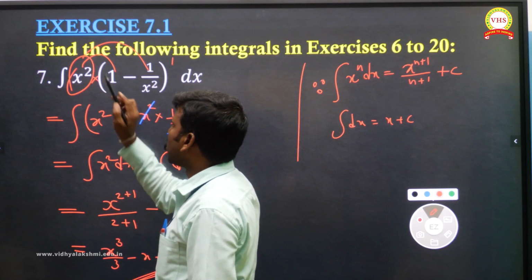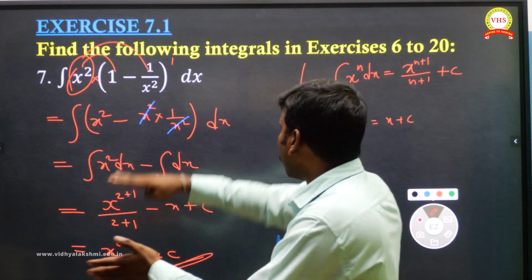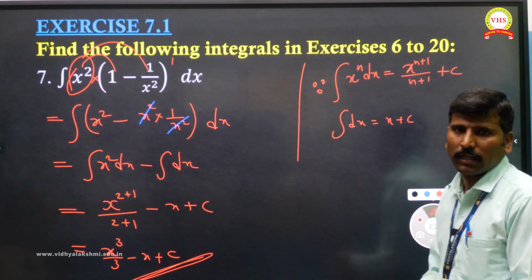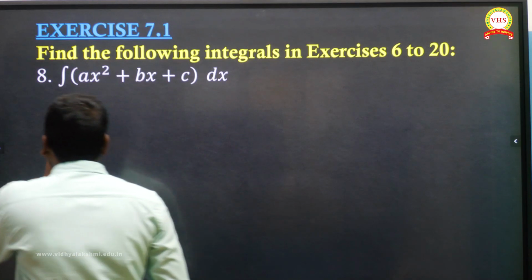This is in multiplication. For two variables in multiplication, we don't have a formula, so that we can simplify. Like that, you should have an idea. Clear? Right. We'll go to the next question. That is question number 8.